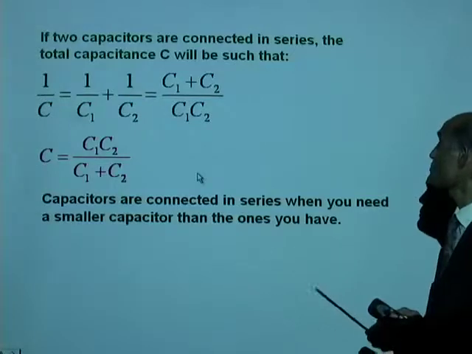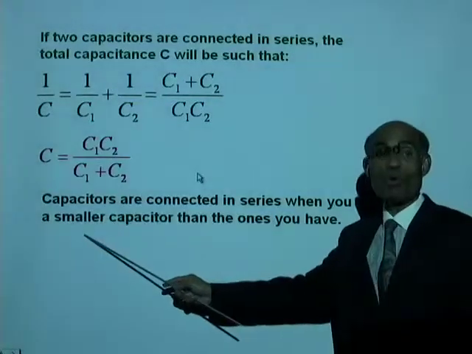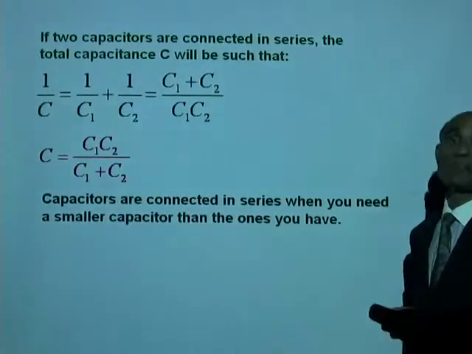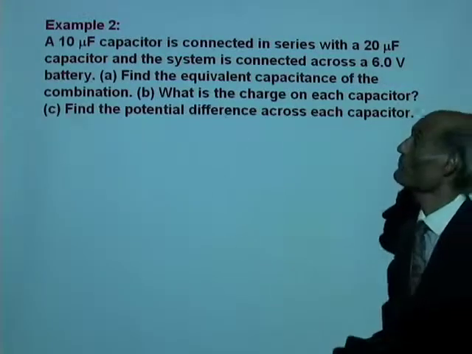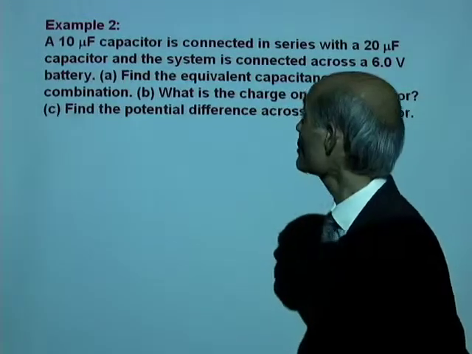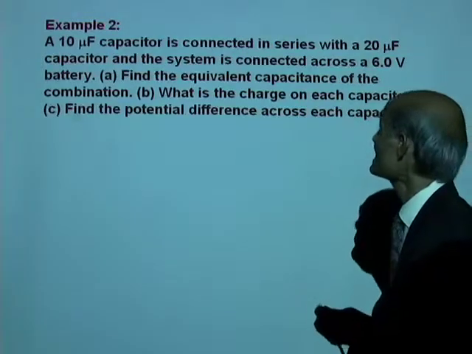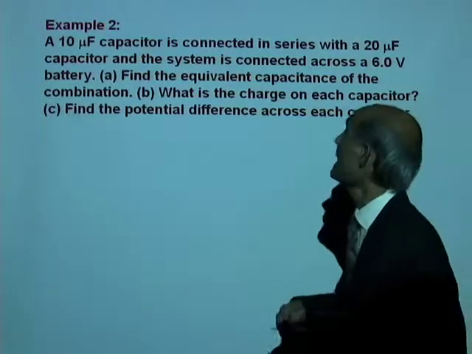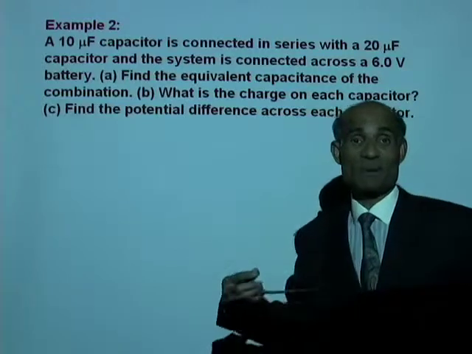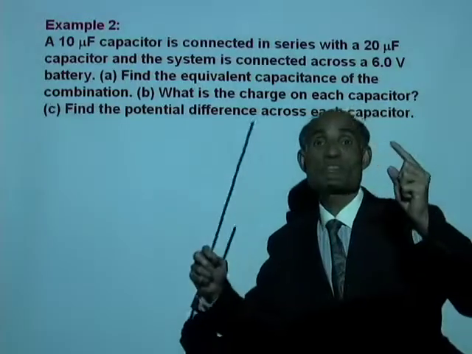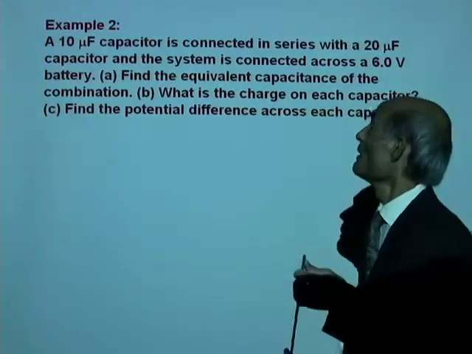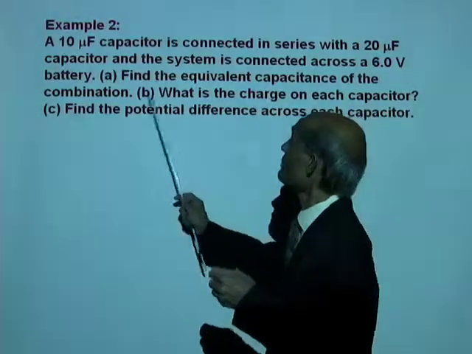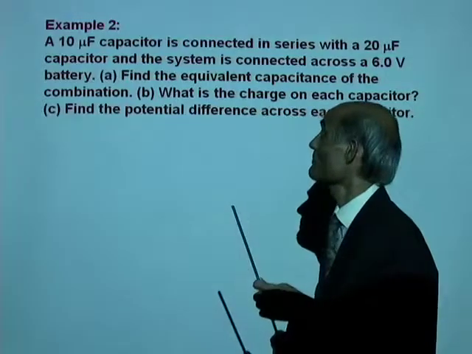Capacitors are connected in series when you need a smaller capacitor than the ones you already have. Let's do a problem. A 10 microfarad capacitor is connected in series with a 20 microfarad capacitor, and the system is connected across a 6-volt battery. Find the equivalent capacitance of the combination.